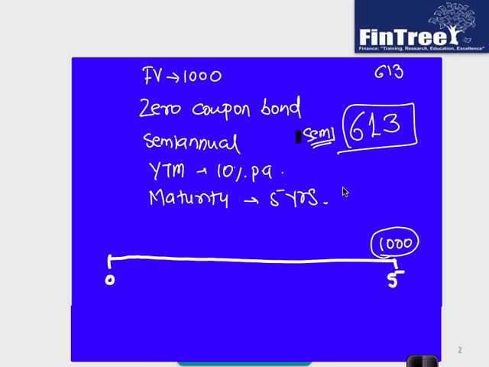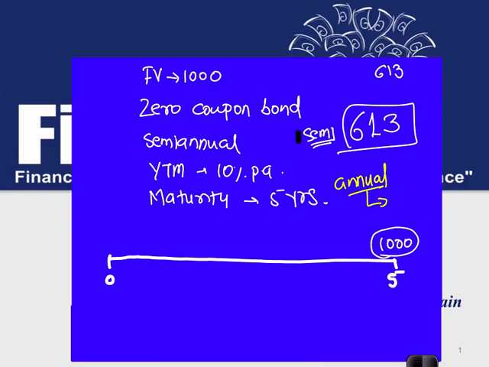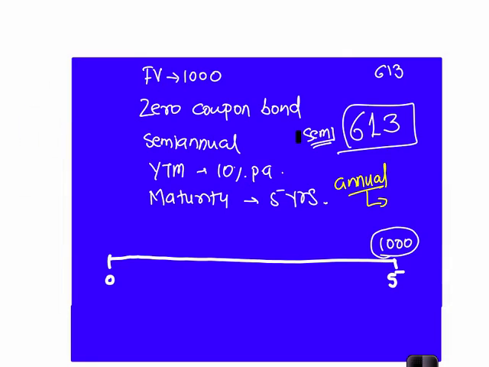Let's solve for annual. Second clear TVM. 1000 future value. 5 as N. 10 as IY. Compute present value. 620. Okay, 621. Is there a difference? Yes.